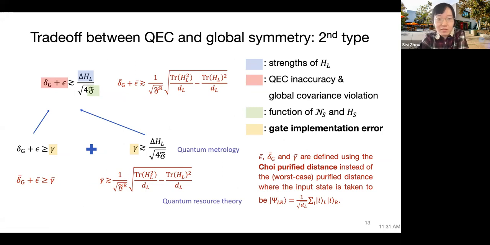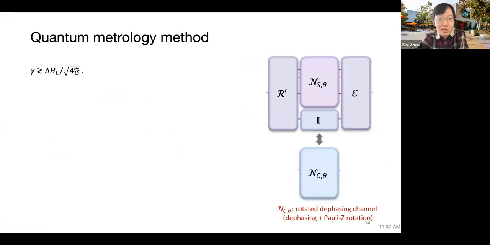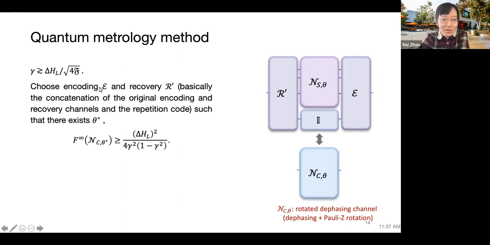Yeah, so again, I'm first going to talk about this quantum metrology method, which is how to relate this gamma with this delta HL over the square root of 4 times F. Again, we're going to use the same trick, basically the channel estimation of this channel E sub theta, which is the noisy Hamiltonian evolution in the physical system. But we're going to use a different recovery channel.